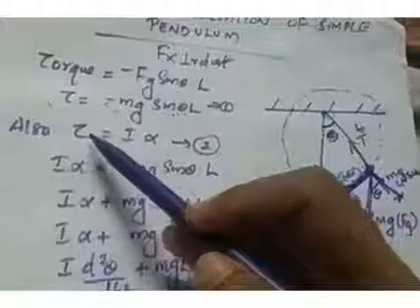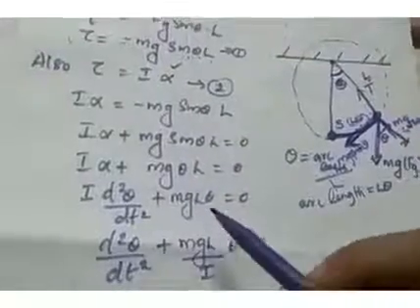So this is the expression for restoring torque. Also, since it is a rotational motion, restoring torque has another expression, that is I alpha. So we have two expressions for torque, minus mg sin theta L, and I alpha. So just equate these two expressions. When you equate them, you will get I alpha equal to minus mg sin theta into L. Take this minus mg sin theta to the LHS. So minus will become plus. So you will get I alpha plus mg sin theta L equal to 0.